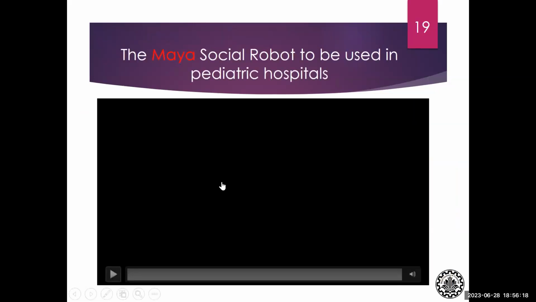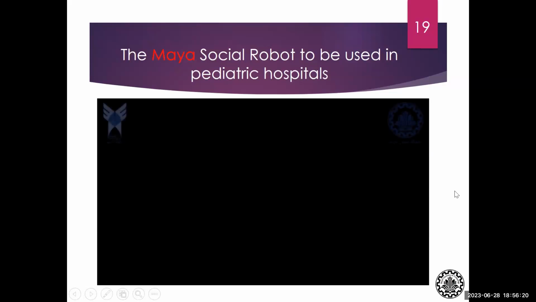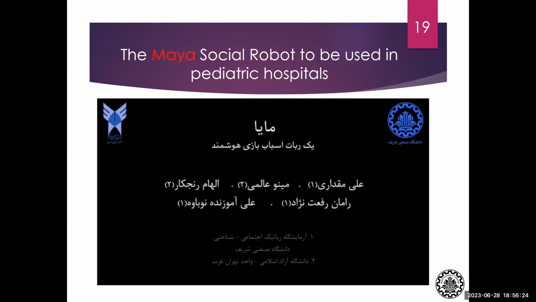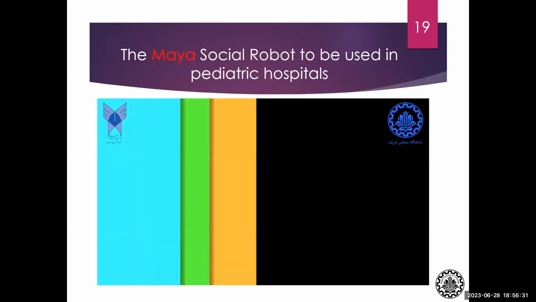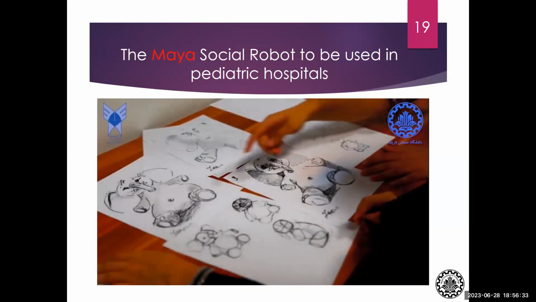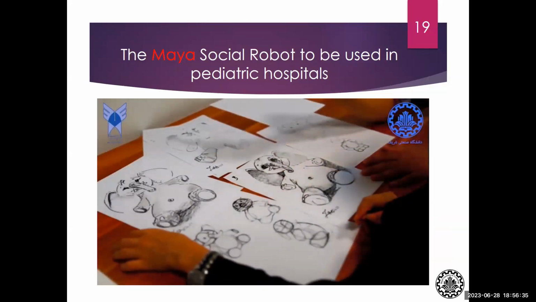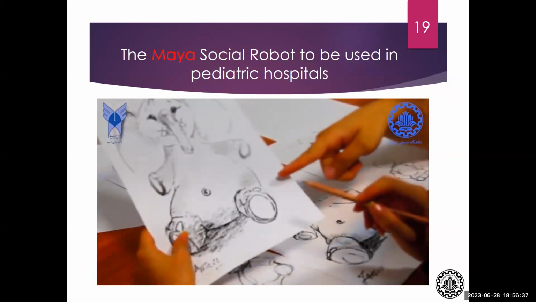And our next robot is the Maya robot. It's an animal-like robot which is designed to be used in pediatric hospitals. Its shape is an elephant. It has 5 degrees of freedom. Let's see a short video of this robot.